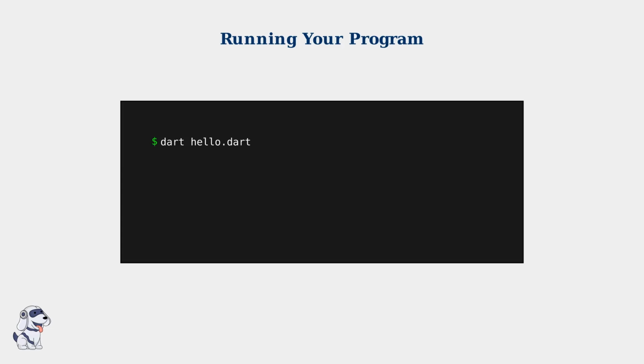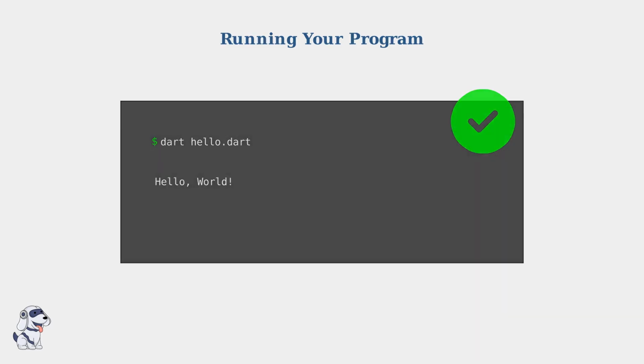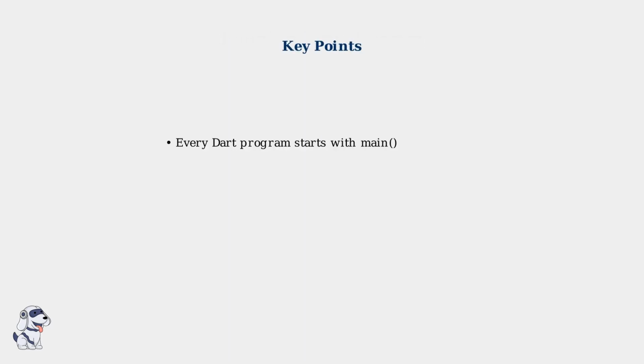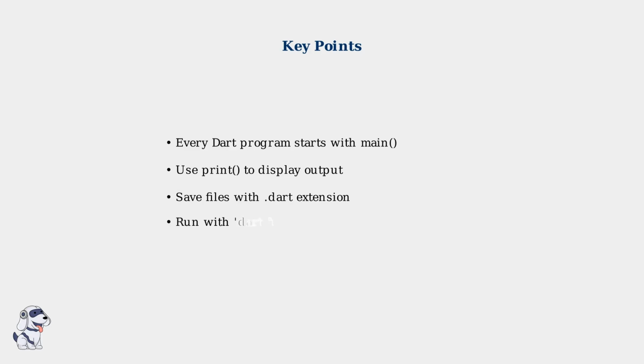This tells Dart to compile and run your program. If everything is correct, you should see Hello World printed in the terminal. Congratulations! You've just written and executed your first Dart program. This simple program demonstrates the basic structure of every Dart application. The main function is your starting point, and print allows you to display output. You're now ready to explore more Dart features.